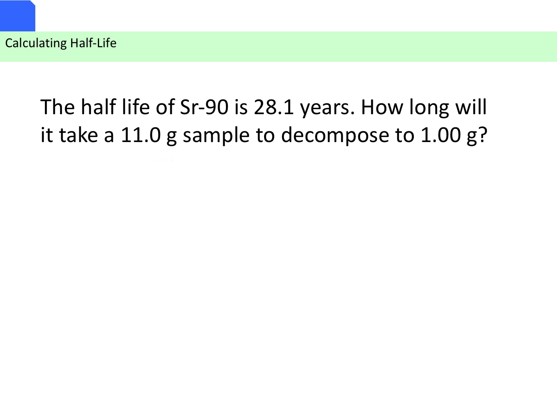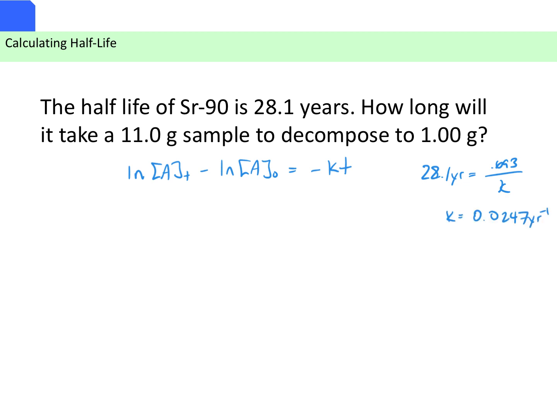But we'll never get a nice round even number at 1 gram using half-lives. So we're going to have to use the integrated rate law to solve for this one. But we will need to use the half-life in order to solve for k, the kinetics constant, using the 28.1 years. Remember, 28.1 years is equal to 0.693 over k, and if I rearrange this, k is equal to 0.693 over 28.1. In that case, k is equal to 0.0247 years to the negative 1 power, and that's my k value.